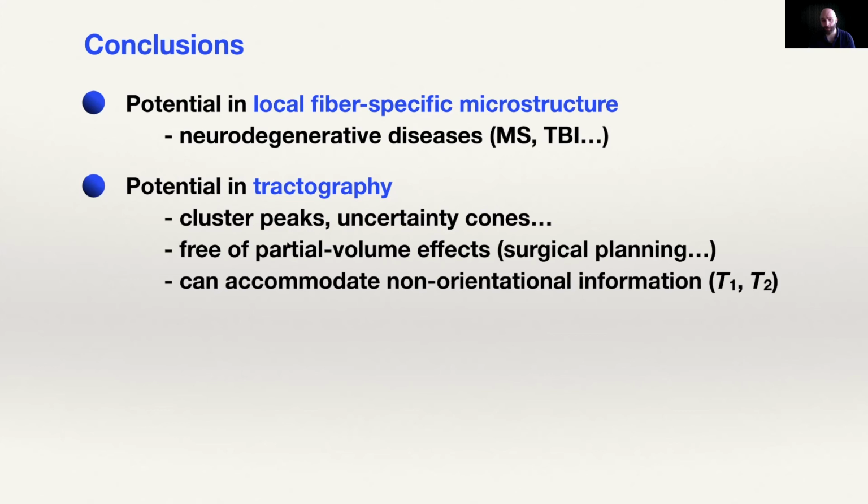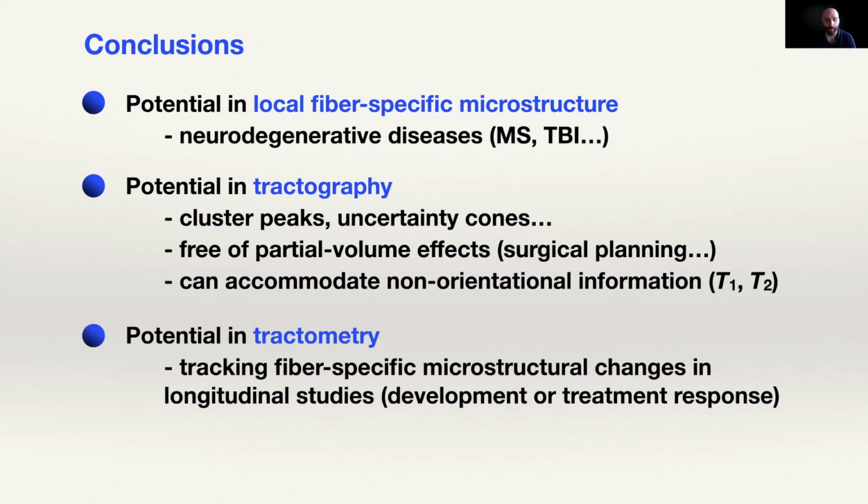Also, this kind of clustering can accommodate non-orientational information, which is literally the main problem with tractography as of now, to just rely on orientation. So if you know that, for example, the CST has a higher T2, maybe you can use it to just track the CST, knowing that it has a larger T2, and avoid going out to other things that don't make sense, to other bundles that don't have the same T2.